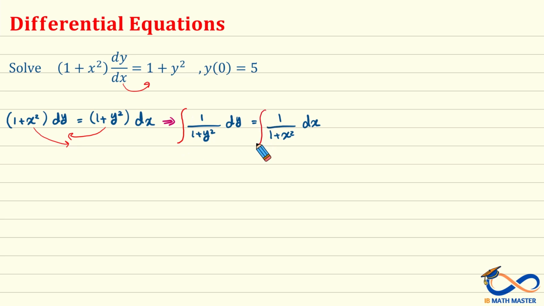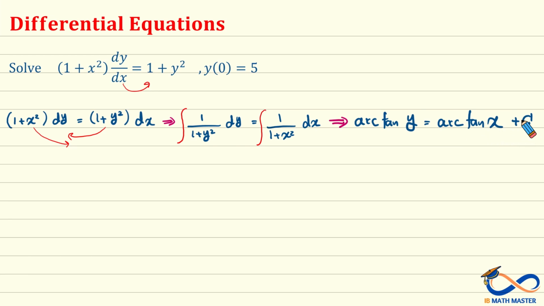So, we studied, and it's also available in the IB formula booklet, that when we integrate 1 over 1 plus x squared, it will be arctangent x. And the same way, this will be arctangent y, because they are the same, but instead of x, we have y. So when we integrate both sides, we'll have arctangent y equals arctangent x plus c.